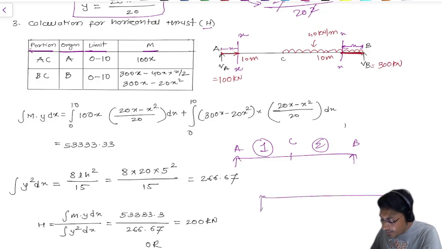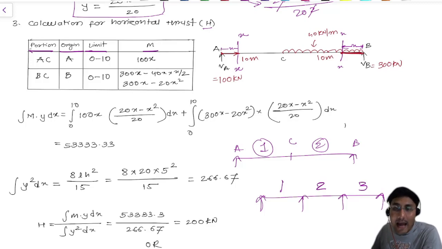If there are three loads, like three supports, then this is the first section, this is the second section, and this is the third section. However many sections there are in that span, that many portions will be created, and that many moment equations will also be created.